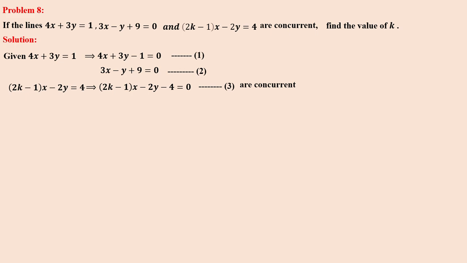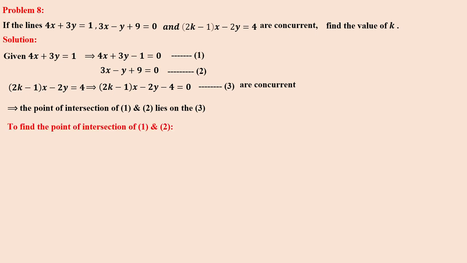So given these three equations are concurrent, that means the point of intersection of 1, 2 and 3 is the same. That is, the point of intersection of 1 and 2 lies on the third equation. So first we need to find the point of intersection of 1 and 2. This can be done the other way too.